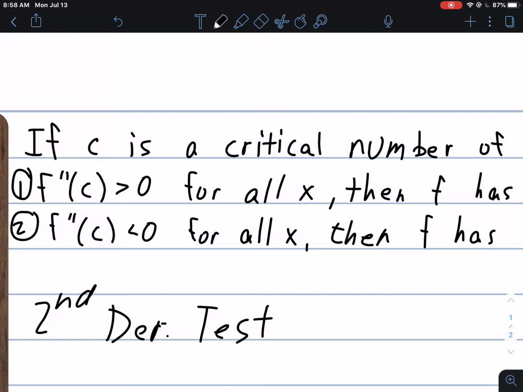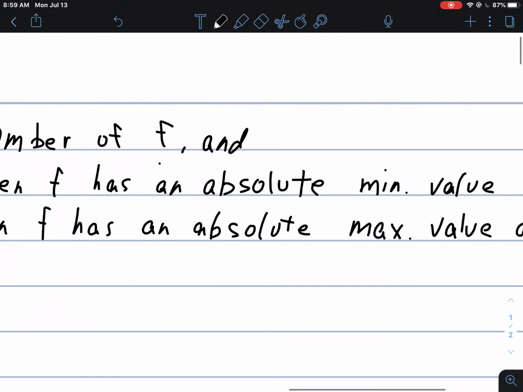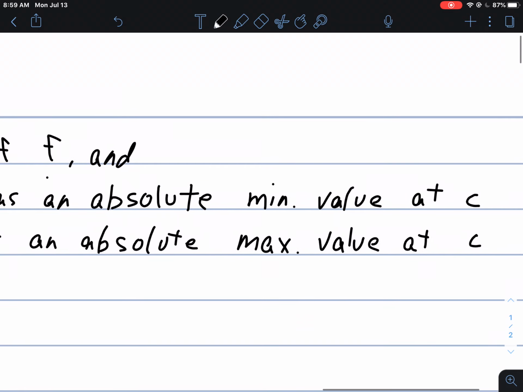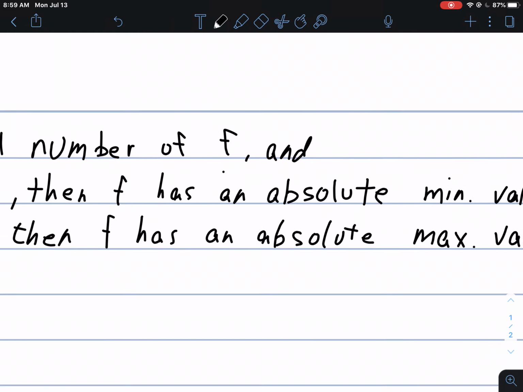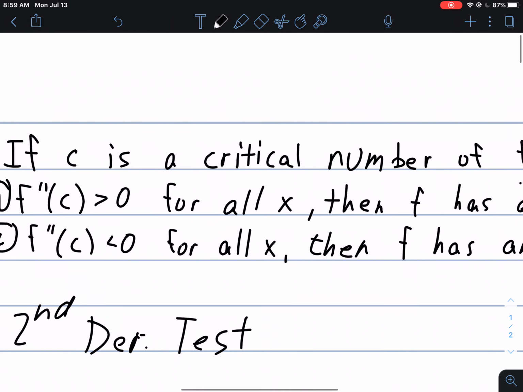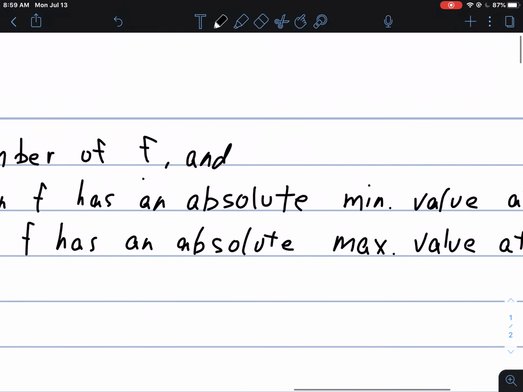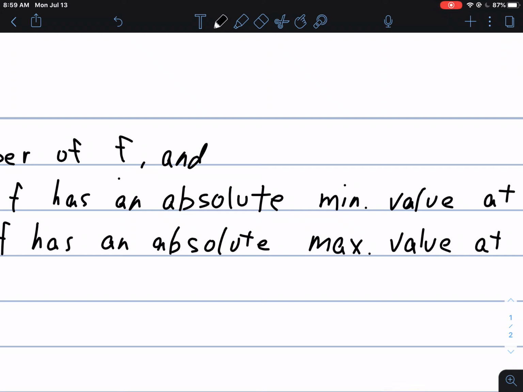So if f double prime is positive for all values of x, then f has an absolute minimum value at that c value. If over the entire domain of our function, and you'll see what I'm talking about when I do the examples. Normally we'd say across an interval, or at our critical numbers, I should say. But in this case, if f double prime, our second derivative, is positive for all x, then f has an absolute min, because remember, the second derivative being positive means our graph is concave up. It looks something like this. And so we have an absolute minimum value at that c value or at that x value.